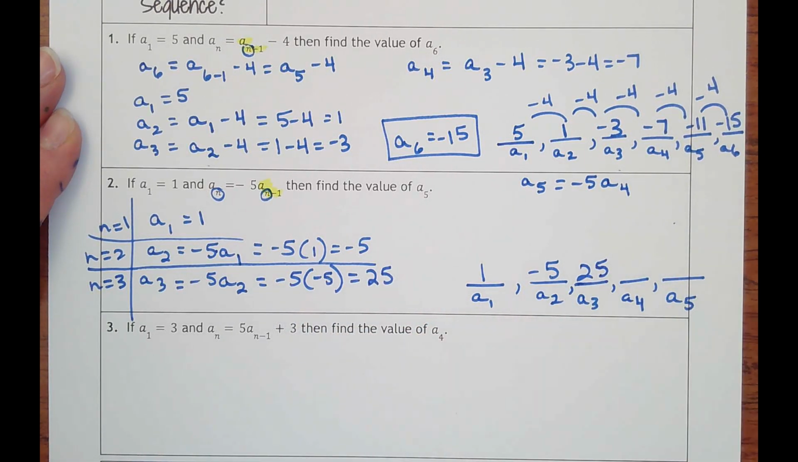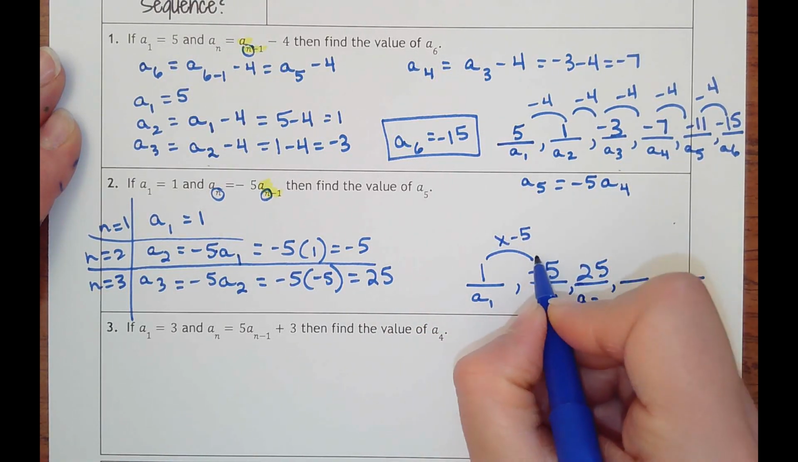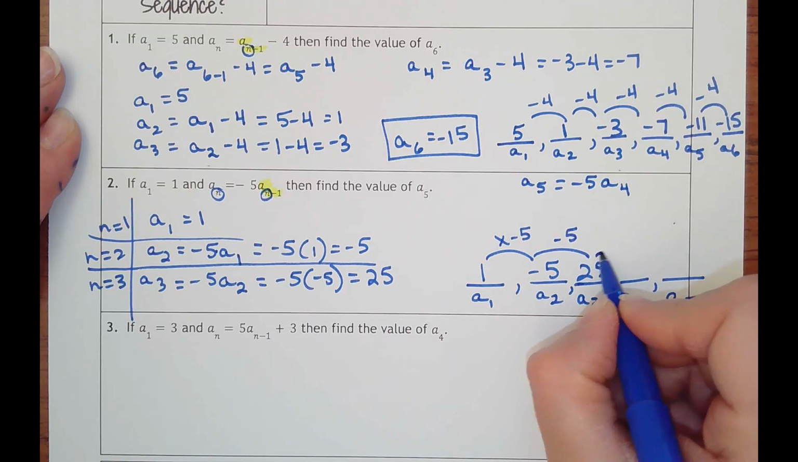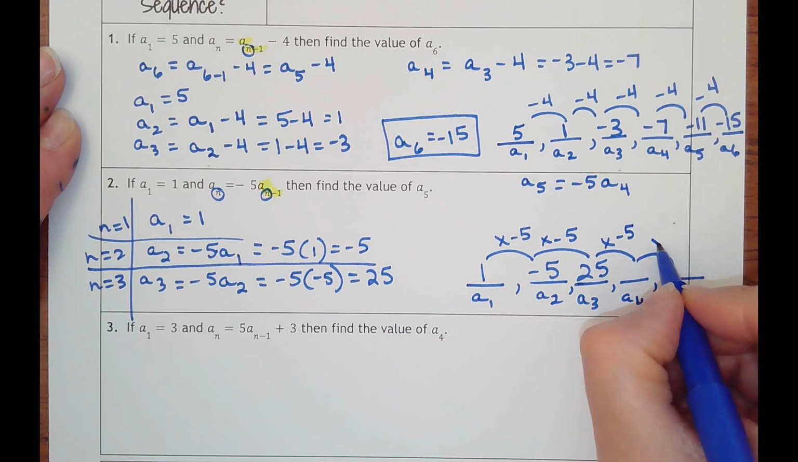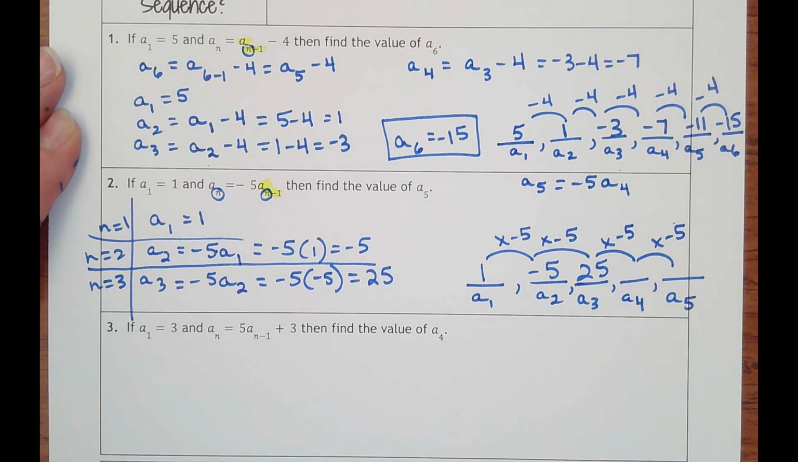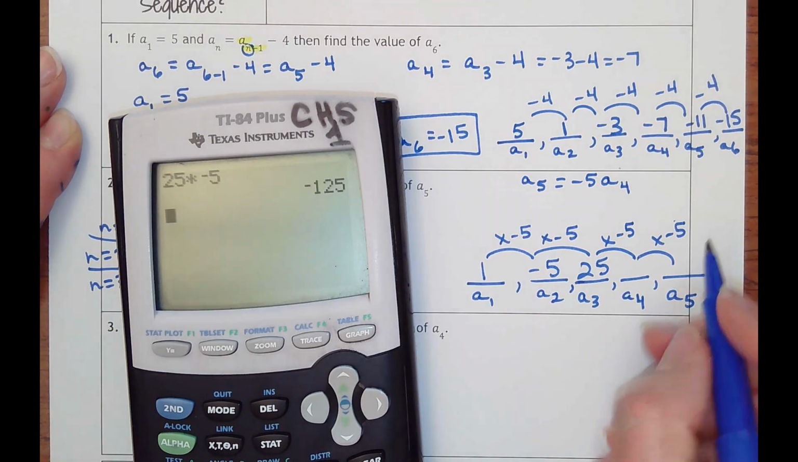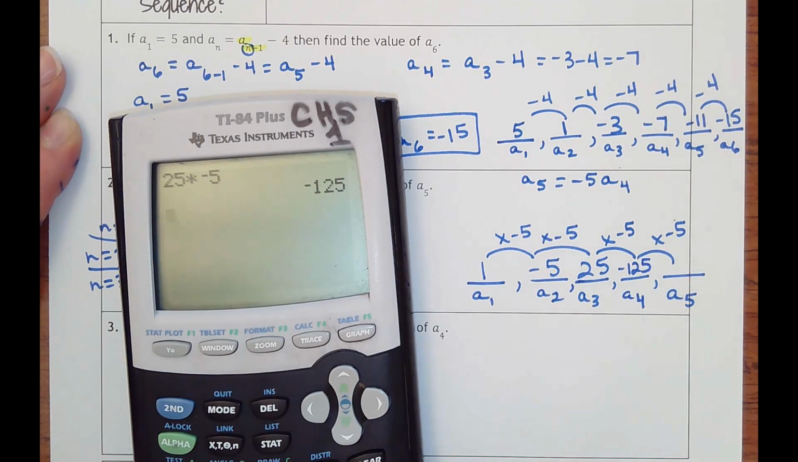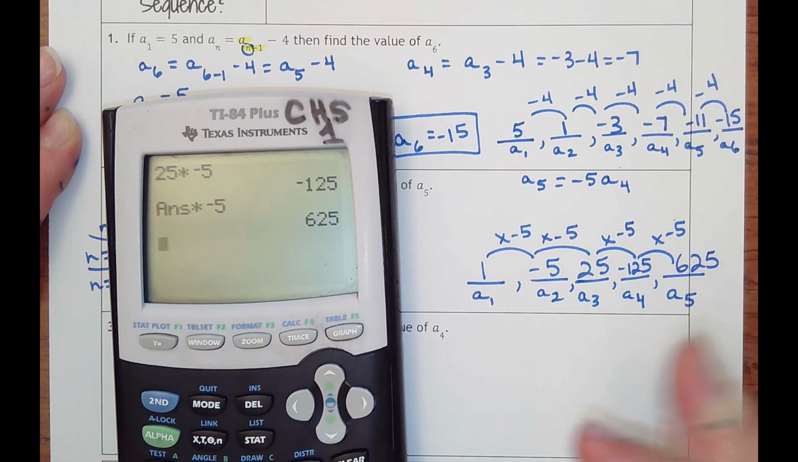And then once you know what you're doing with the previous term, it's easy to see, hey, I'm just multiplying by negative 5, again and again. So then you could go ahead and figure out what that is. 25 times negative 5 is negative 125. Times another negative 5 is positive 625, which would be your fifth term.